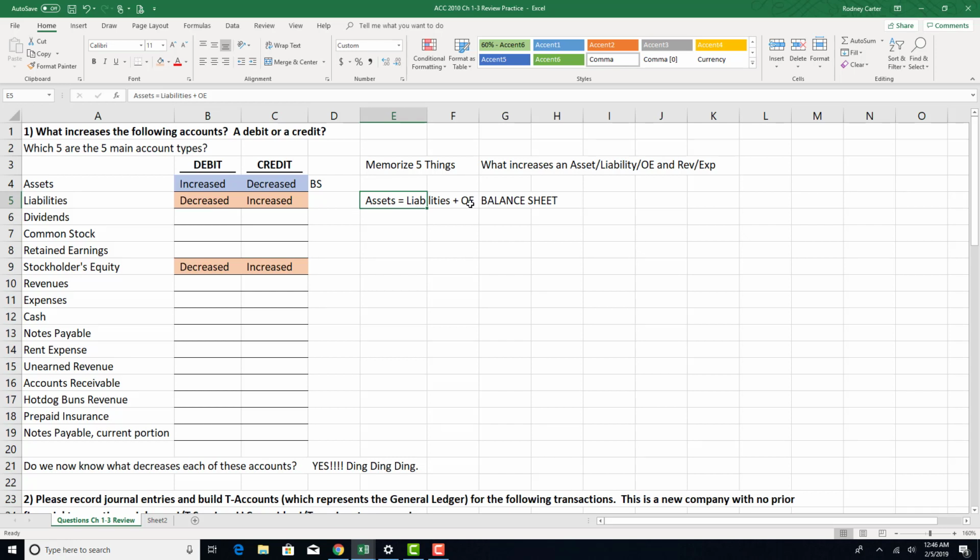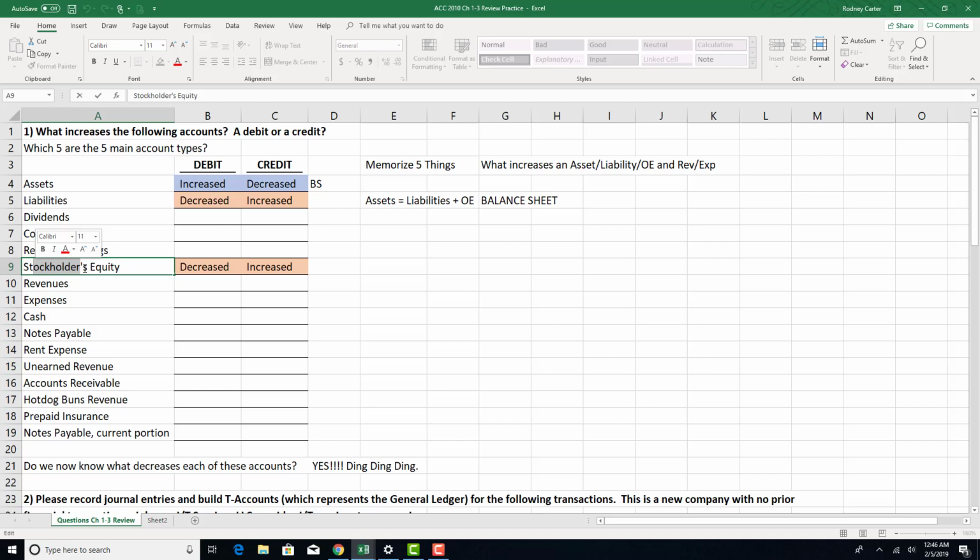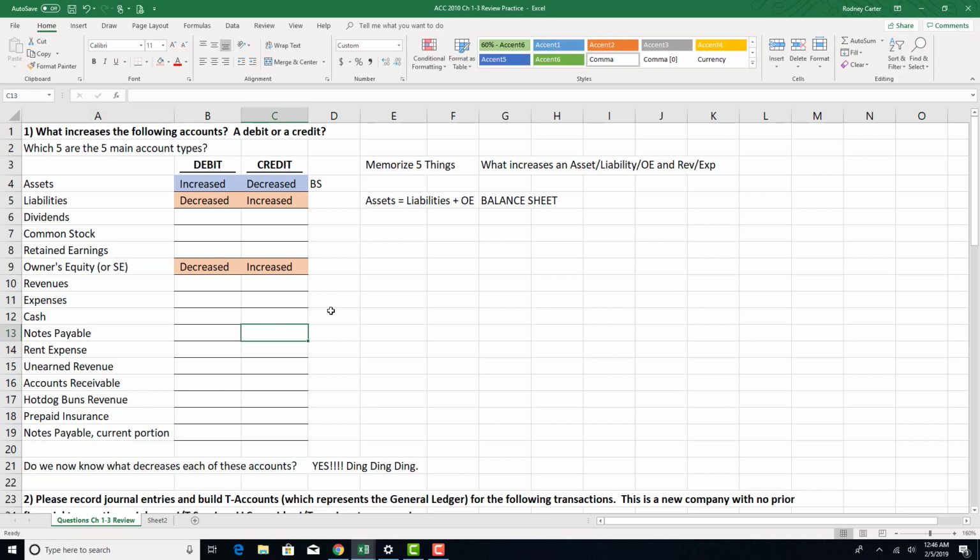Assets equals liabilities plus owner's equity or stockholders' equity. I could change this to owner's equity if we really wanted to. It's fine either way. I can just write "or stockholders' equity," whatever. They're the same. That's our balance sheet, and then we've covered 3 of our 5.